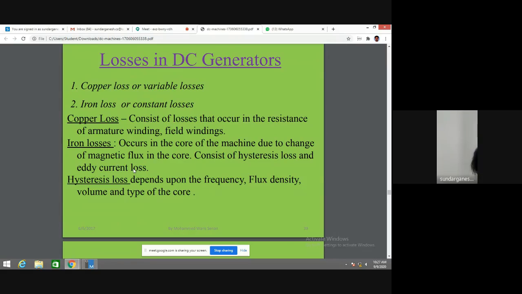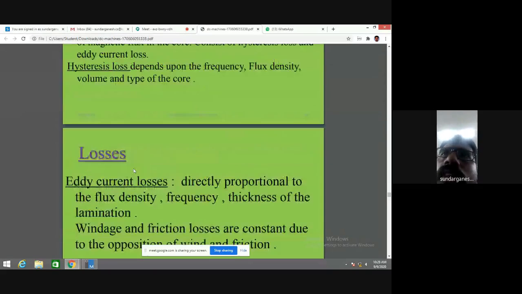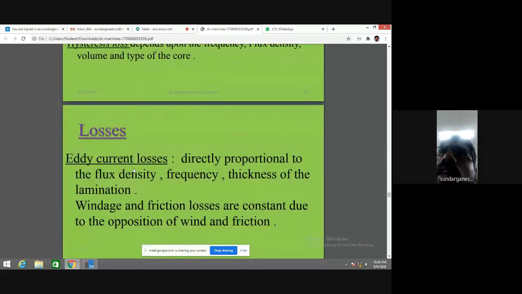So this iron loss is constant. The hysteresis loss is always constant, even though you change the voltage or current. Hysteresis loss depends upon the frequency you are supplying, the flux linking with the core, and the volume of the core. Eddy current loss depends upon the flux density, the frequency, and the thickness of the lamination. If you increase the thickness of the lamination, eddy current loss will be reduced.